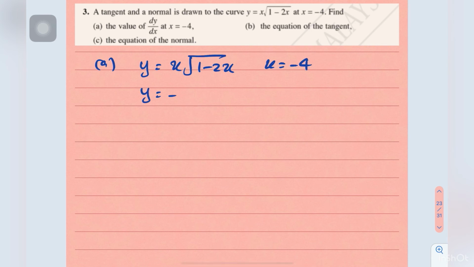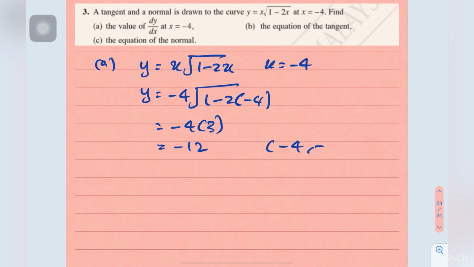x is negative 4. Okay, 1 minus 2 times negative 4, so 1 plus 8 is 9, square root 9 is 3. So negative 4 times 3, negative 12. So coordinate is negative 4, negative 12. Okay, so A, find dy dx. To find dy dx, no shortcut, we have to use product rule.